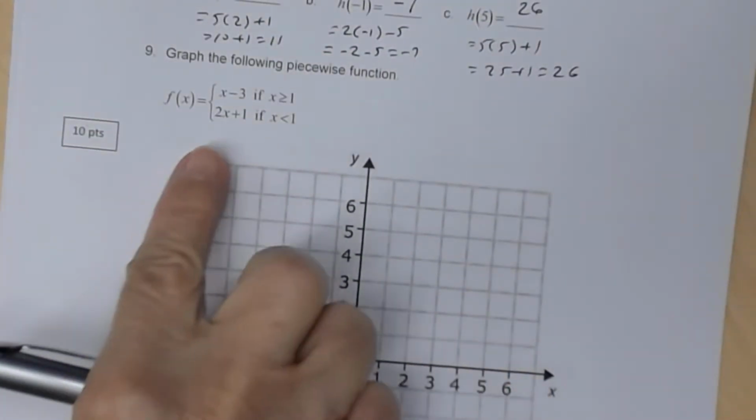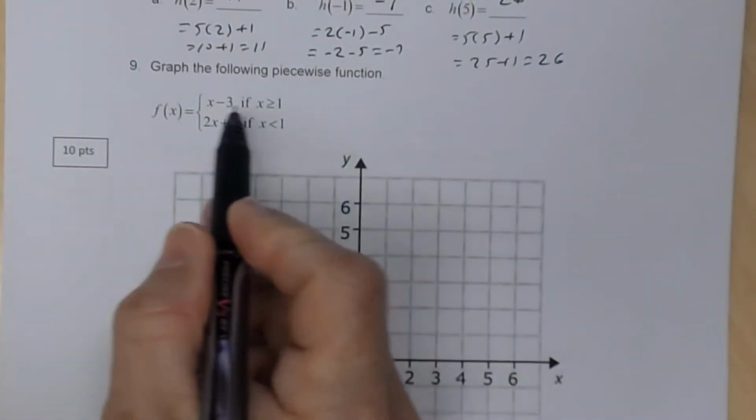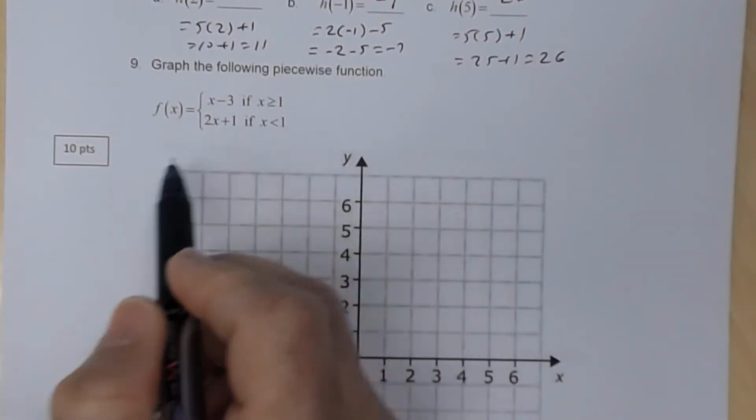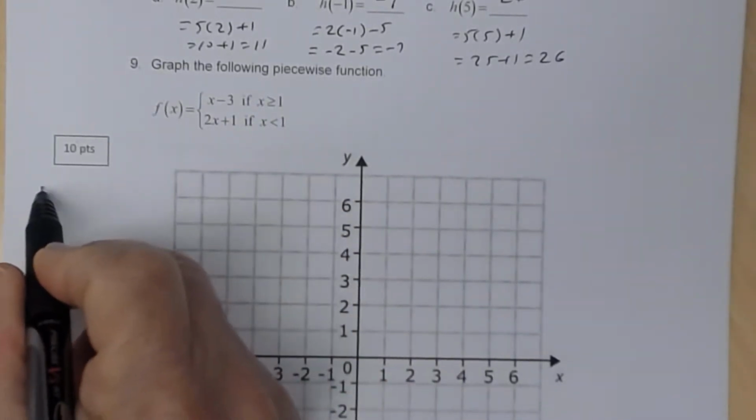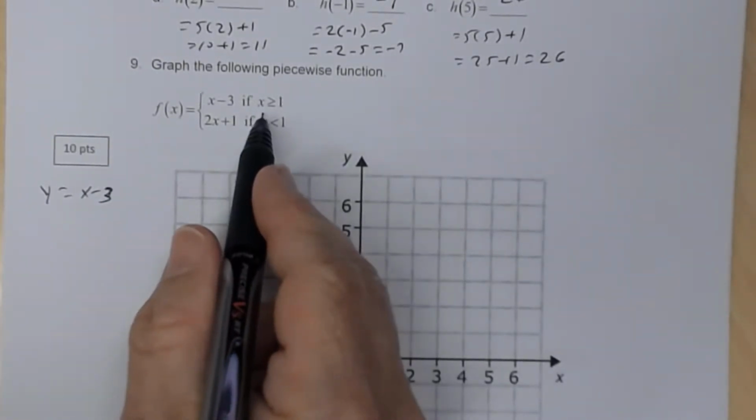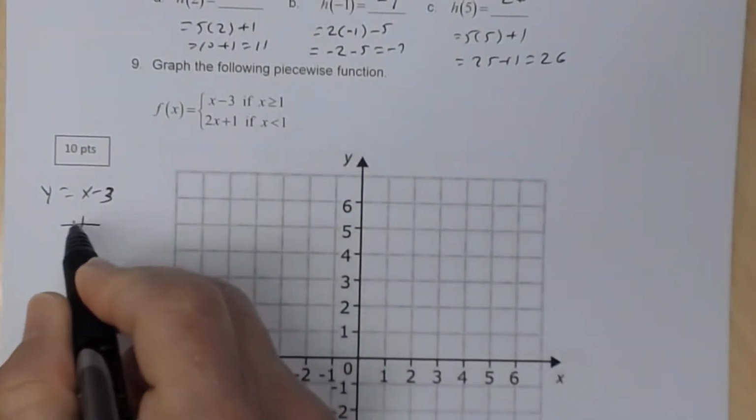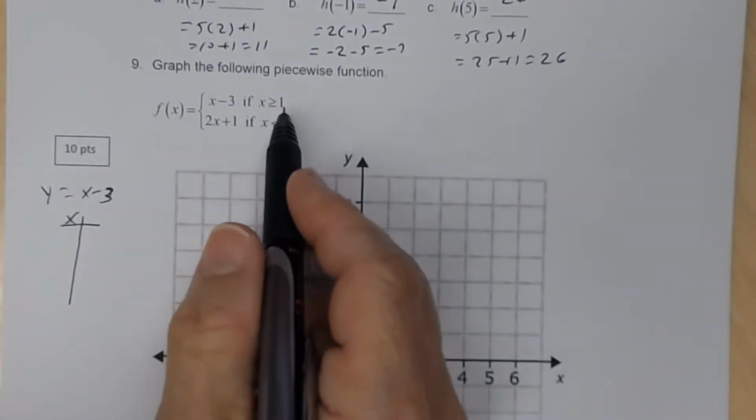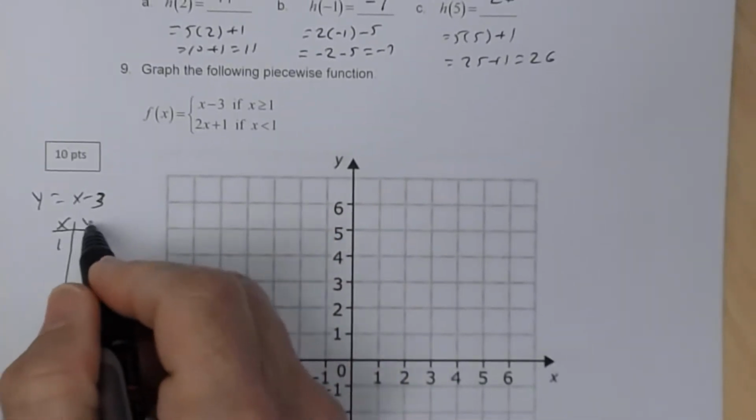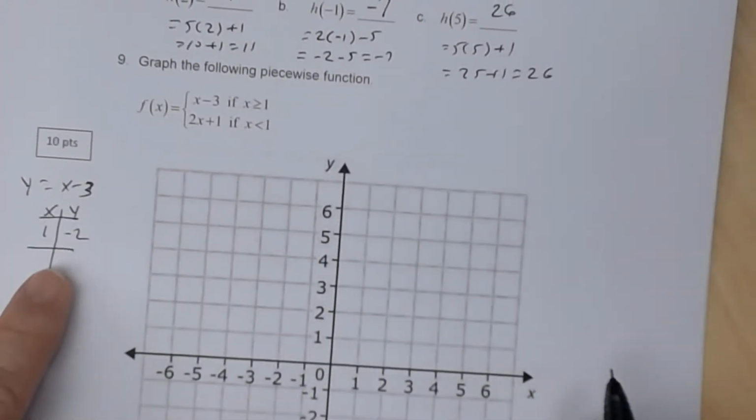Okay, number 9, you want to graph this piecewise function. Remember how we did this. You're going to graph each one individually, remembering that you have to use the domain that goes with it. If I look at the first one, y equals x minus 3, for my domain I've got to use just numbers that are greater than or equal to 1. Always start with the smallest x value. So if x is 1, I get 1 minus 3, which is negative 2. So I'm going to plot the point 1, negative 2.